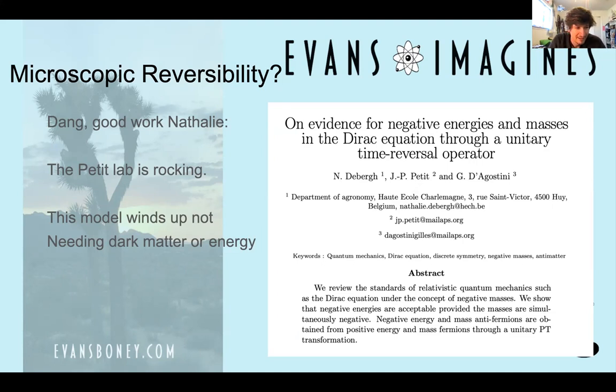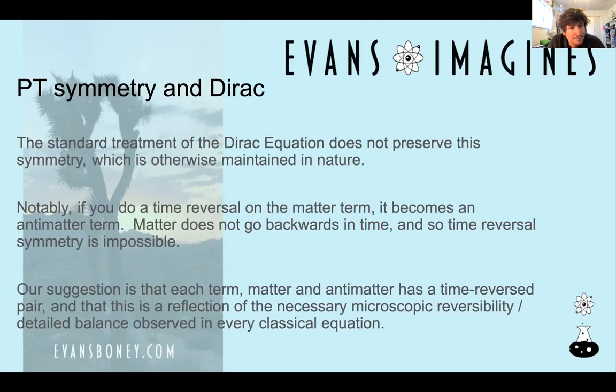If there is any justice in the world, you guys will all eventually win prizes. So that's kind of what I think is happening here. I think that PT symmetry in the Dirac equation is what we're observing when we talk about those backwards in time solutions. We have to have the exact equivalent of what went forwards in time going backwards in time.